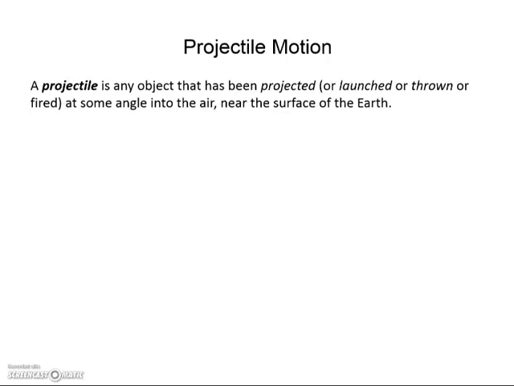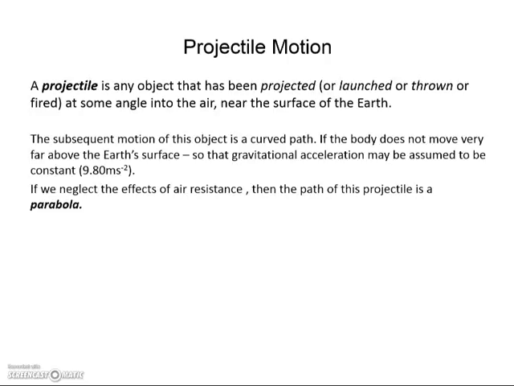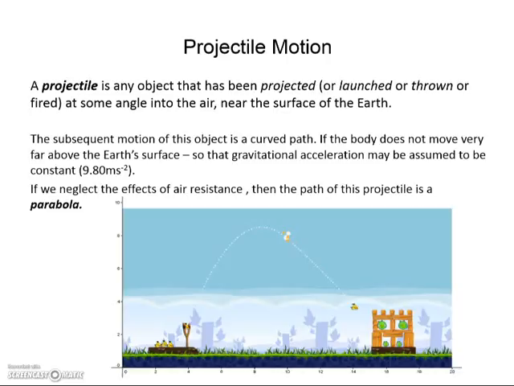So a projectile is defined as any object that has been projected or launched, so thrown or fired up at some angle into the air near the surface of the Earth. Now, the motion of the object is a curved path. If it doesn't go very high, then the gravitational acceleration may be assumed to be a constant, so our 9.8 meters per second squared. If we neglect the effect of air resistance, which in this course we do, then the path of the projectile is a parabola, so something that goes up and down and is equal on both sides. So that one is an example, but not a particularly good example, as it's not particularly even on both sides.